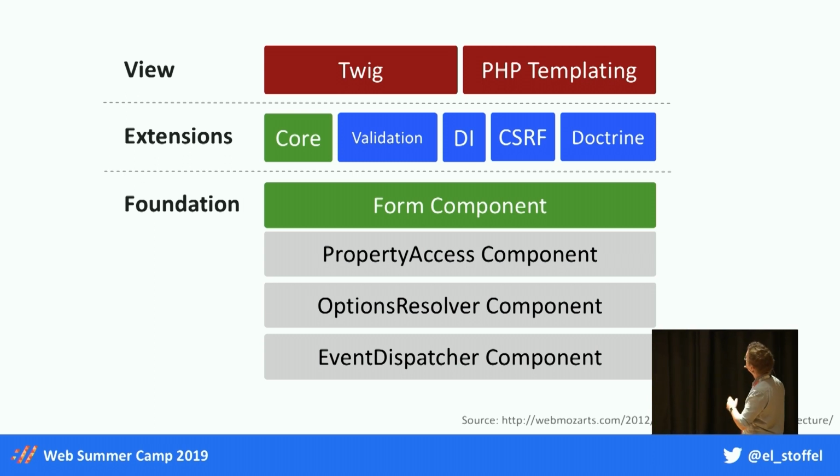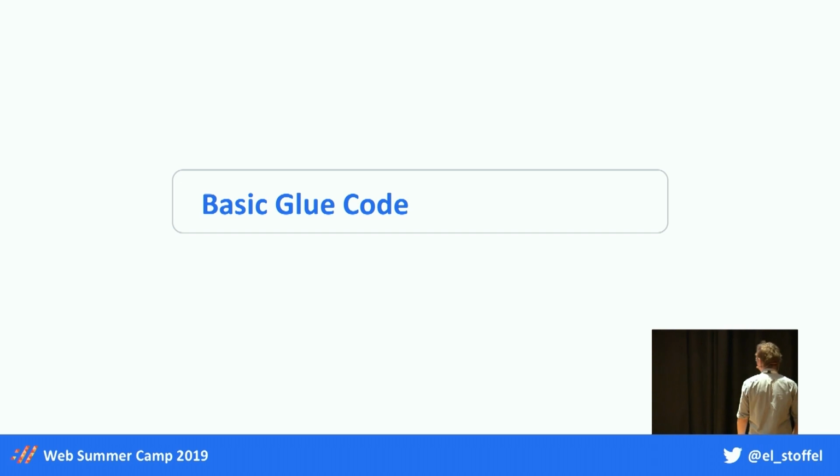And on top, we have a layer that takes care of the view. I think the left part is the important one because we are just using Twig. And there are a couple of helper functions. I think you know them. All right. So the basic glue code.